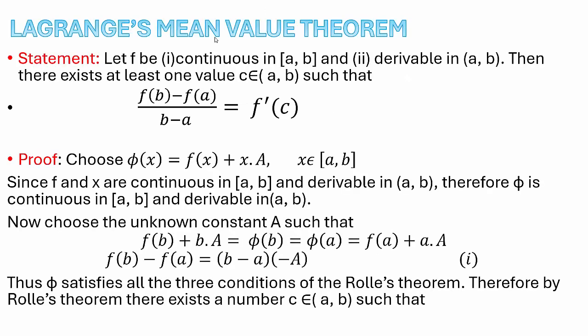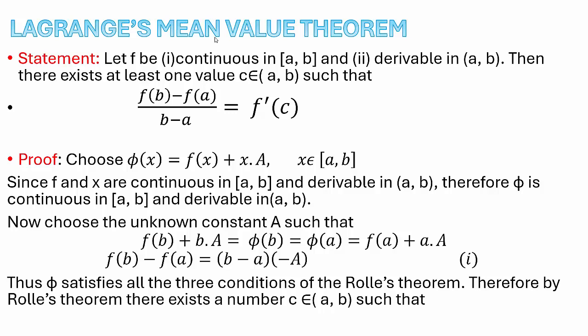What we had done? We had taken phi of x equal to f of x plus x into a. Now, phi satisfies two conditions, as f satisfies two conditions and x also satisfies two conditions, continuity and derivability. Therefore, phi is also continuous in closed interval [a, b] and derivable in open interval (a, b). Now, we shall assume the third condition that phi of b equal to phi of a. If this condition is assumed, then we can obtain a from that, and all the three conditions of Rolle's theorem are satisfied by the function phi.